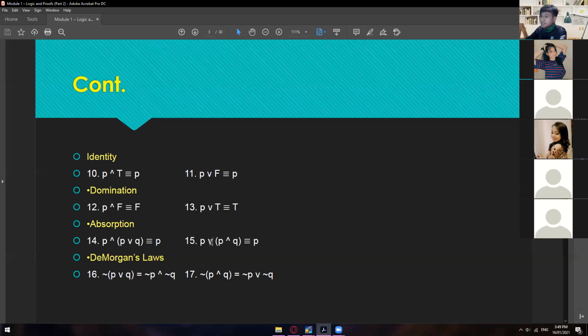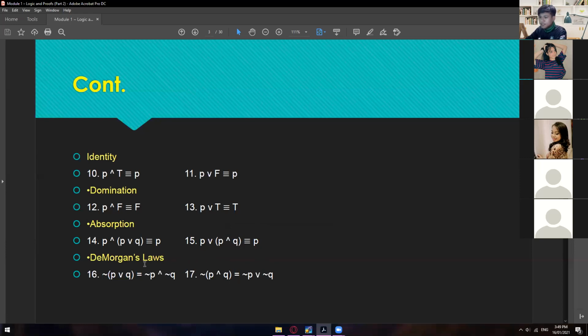The same with this one. This is only applicable for this kind of setup. We have AND then OR, and if we have two of the same variables, which is P outside and the P inside this parenthesis, the same applies. Even though this one is OR and this one is AND, the result is still P. All right.